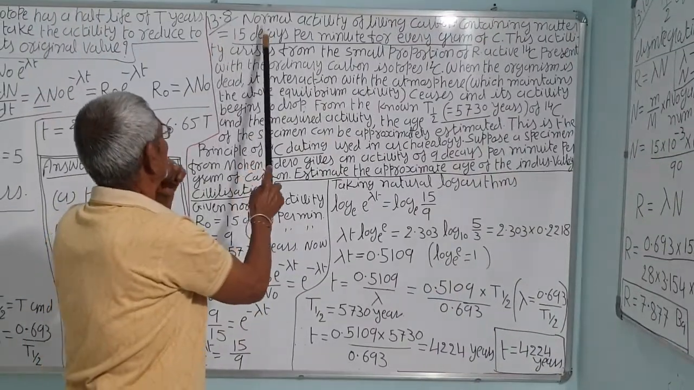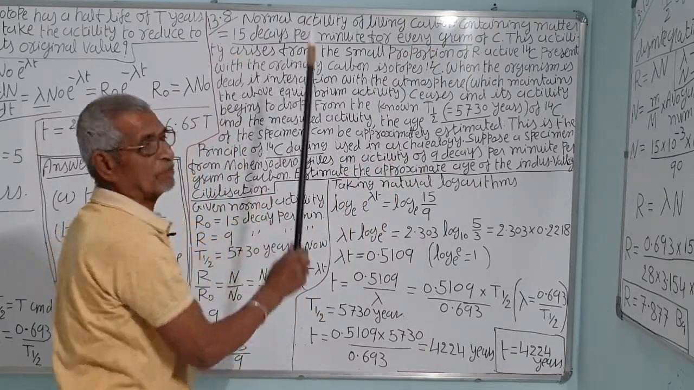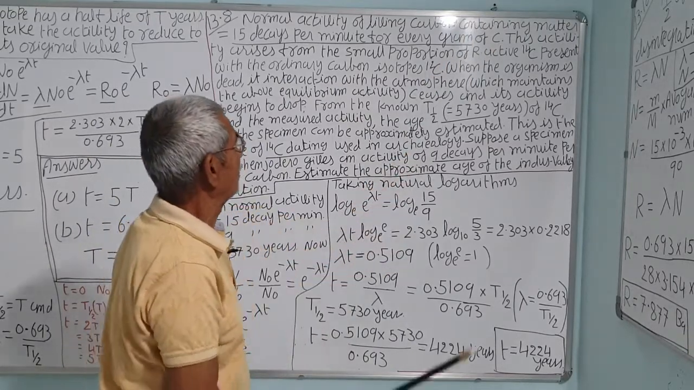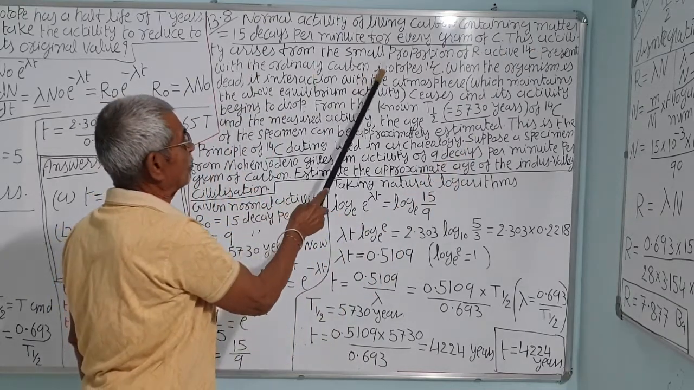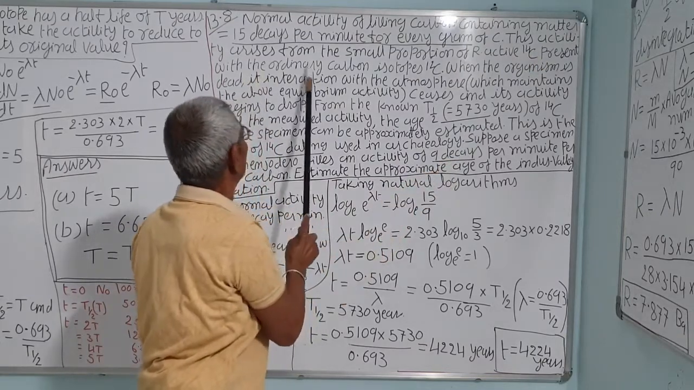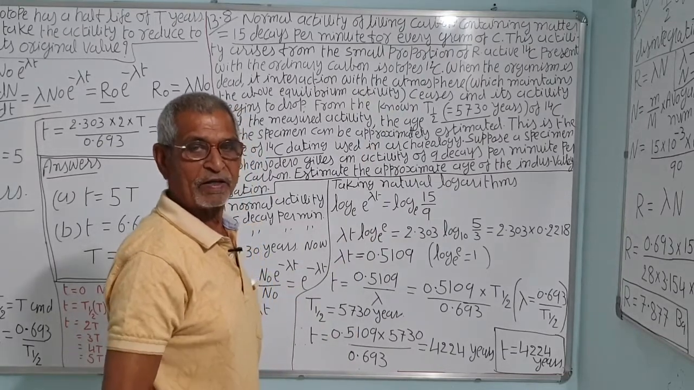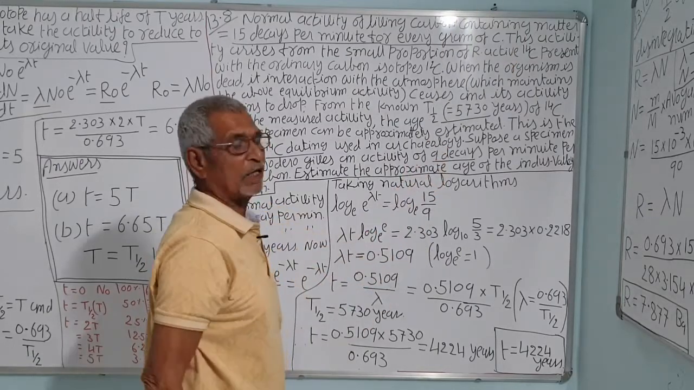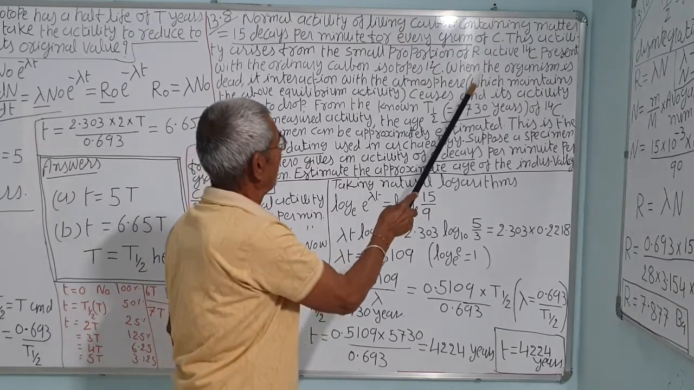Example 13.8. The normal activity of living carbon-containing matter is 15 decays per minute for every gram of carbon atoms in a sample. This activity arises from the small proportion of radioactive carbon-14 present with the ordinary carbon isotope C-12. Ordinary carbon is C-12, and C-14 is the radioactive isotope present with it.